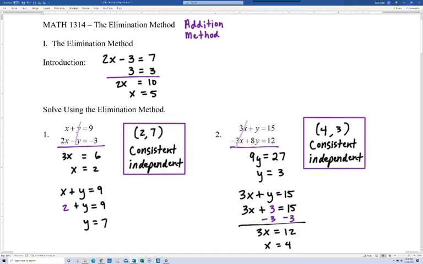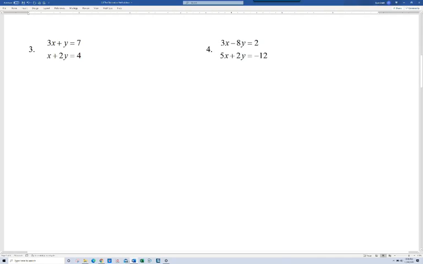And so in order for this to work, you're only going to eliminate x or y if they're opposites. And so before you could add them together, you've got to make sure you have either opposites for x or for y. So let's go ahead and look at the next example.